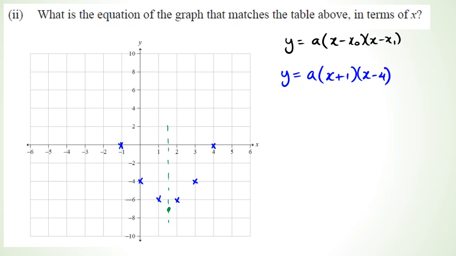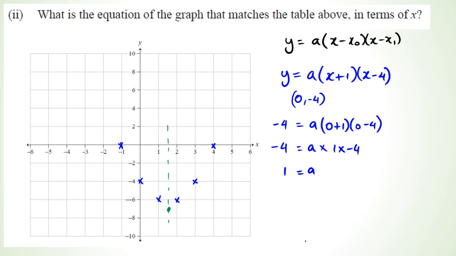Now I need to figure out what the value of a is. To do that, I just need to pick a point to work with, and I'm going to pick the point (0, -4). So I'm going to substitute it in. So -4 equals a times (0 plus 1) and (0 minus 4). So -4 equals a times 1 times -4, and I'll get a value of a equals 1. So my equation for this graph is y equals (x plus 1) multiplied by (x minus 4). And that gets you a merit. Okay, next question.